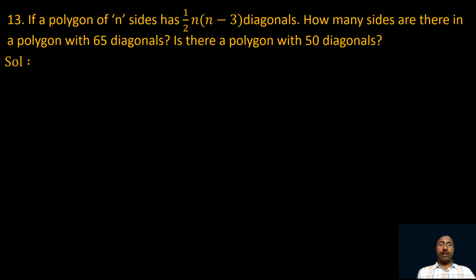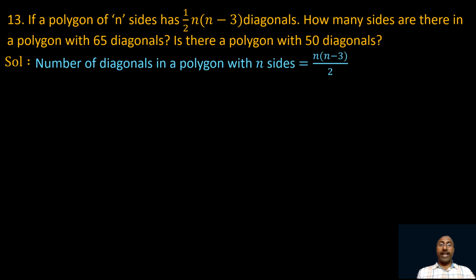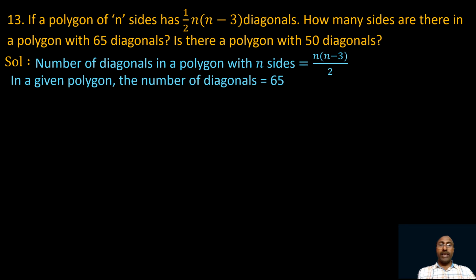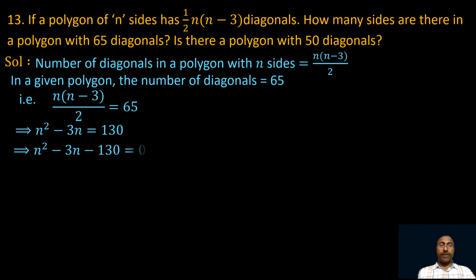Let's take the first problem, how many sides are there in a polygon with 65 diagonals. The number of diagonals in a polygon with n sides is n into n minus 3 by 2, and in the given polygon the number of diagonals is 65. That is n into n minus 3 by 2 equals 65. Using this equation we have to find the number of sides n. So n square minus 3n equals 65 into 2, which is 130. So n square minus 3n minus 130 equals 0.